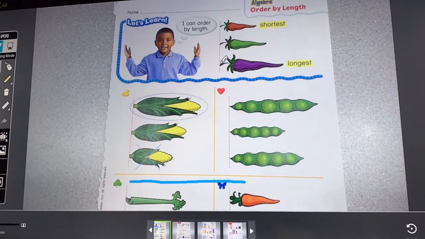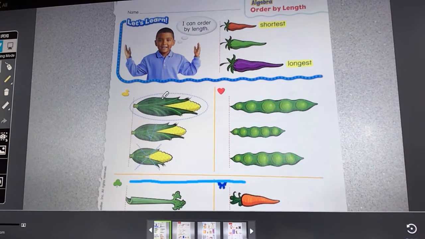So if we go down to look at the yellow duck, we have ears of corn. Now one farmer grew really big ears of corn, they're very long. Another farmer, their corn only got little, it was short. And a third farmer grew corn that was somewhere in between. Now we want to find the corn that is the longest. Is it the top, the middle, or the bottom?